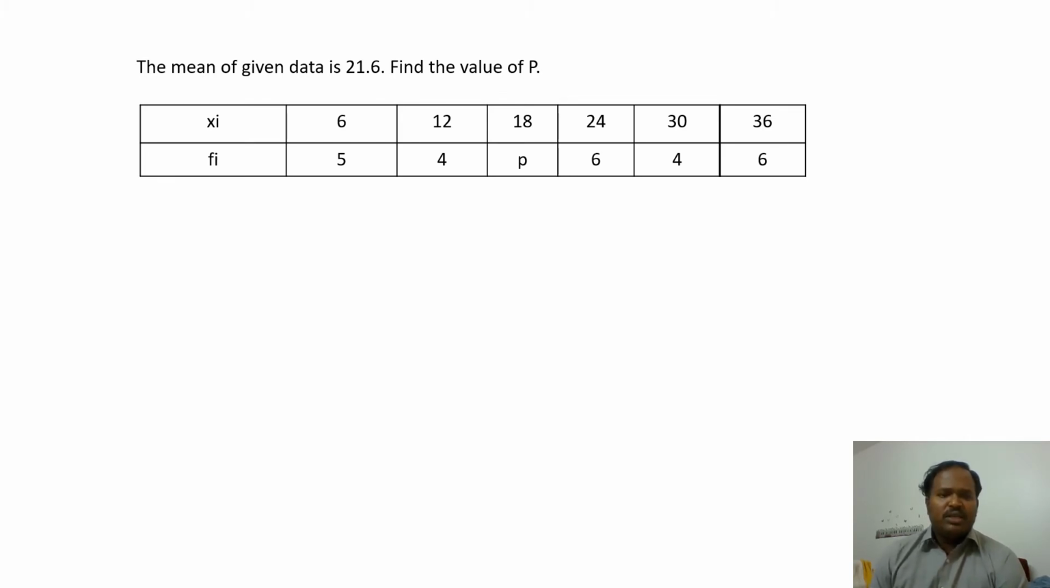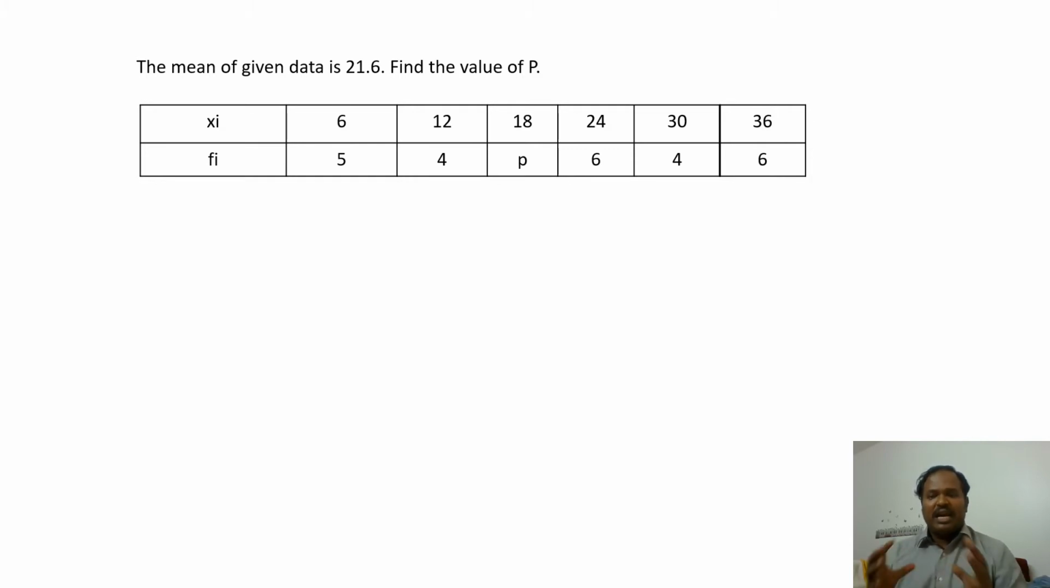The observations are 6, 12, 18, 24, 30 and 36. The frequency of the observation 6 is 5, which means 6 occurs 5 times. The next one, 12, occurs 4 times, and 18, how many times does it occur? We don't know, so we have taken it as a variable. Then we have 24 which occurs 6 times, 30 which occurs 4 times, and 36 which occurs 6 times. So this is the given data, and we are trying to find the missing value, p.